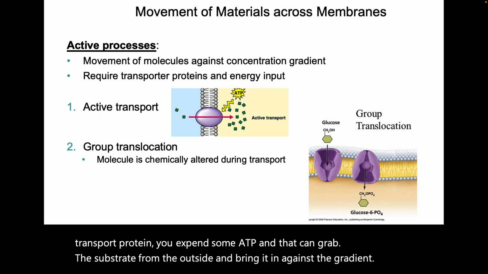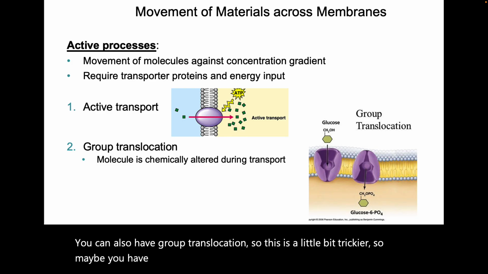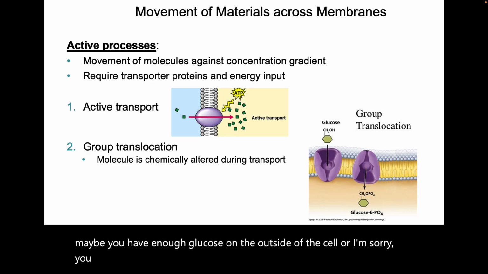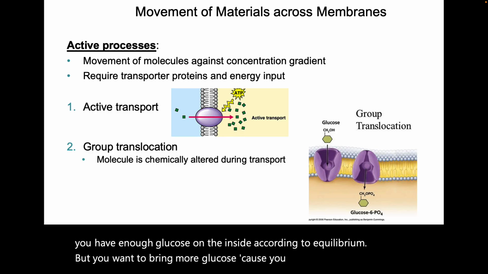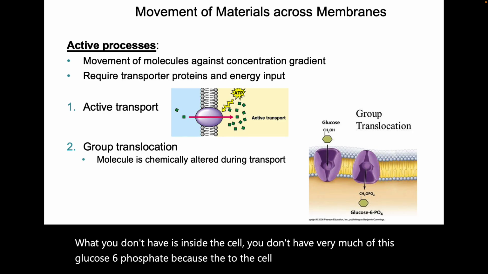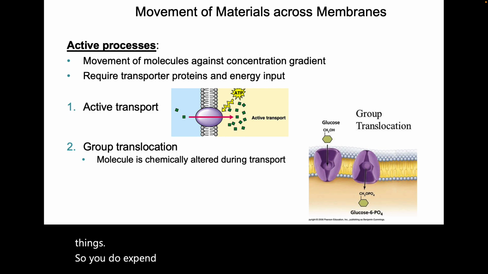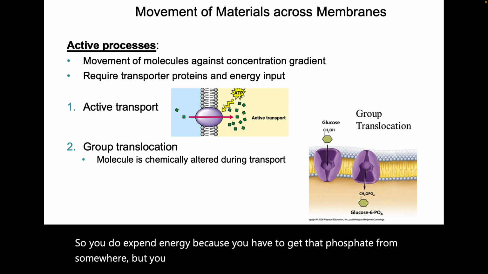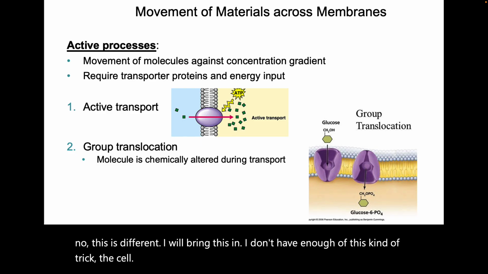You can also have group translocation, which is a little bit trickier. So maybe you have enough glucose on the inside of the cell according to equilibrium. But you want to bring in more glucose because you need glucose. What you don't have inside the cell is very much glucose 6-phosphate, because to the cell, those are very different things. So you do expend energy because you have to get that phosphate from somewhere, but you add the phosphate to glucose and then the cell is like, oh, this is different. I will bring this in. I don't have enough of this. So you kind of trick the cell. So it's group translocation.